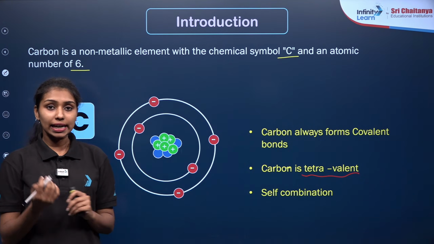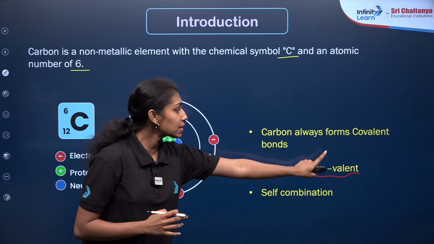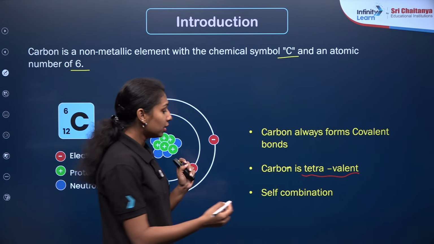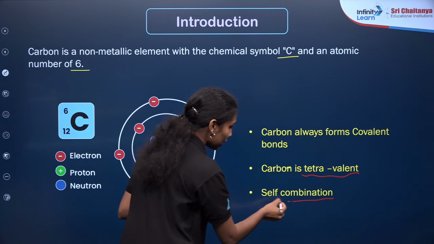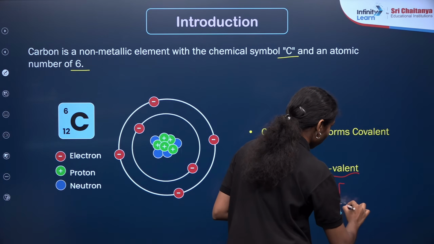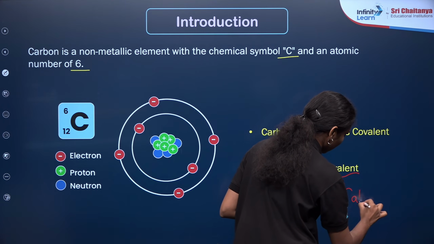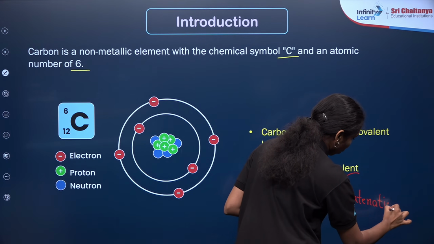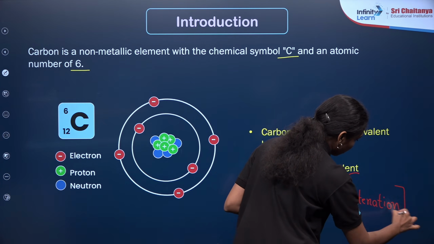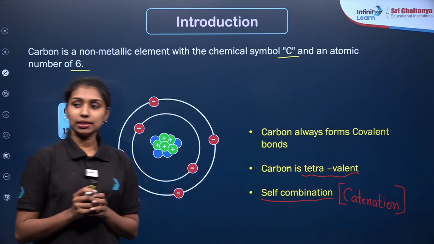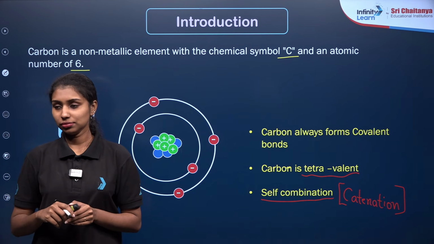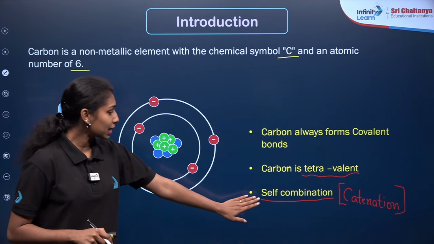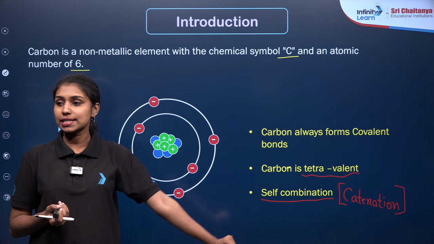Because of the tetravalent character and the small size, carbon always forms covalent bonds, and it also has the self-combination property. Right, the self-combination property is known as the catenation property. So because of this nature, carbon forms different carbon compounds, especially hydrocarbons. Is that clear? Yes, the self-combination property of carbon is known as catenation.